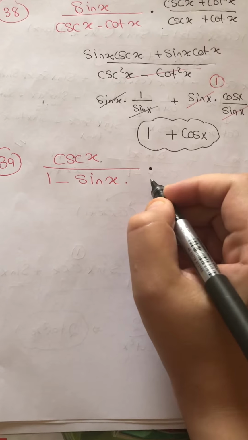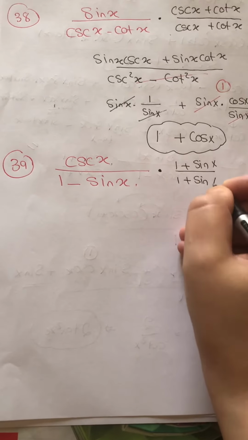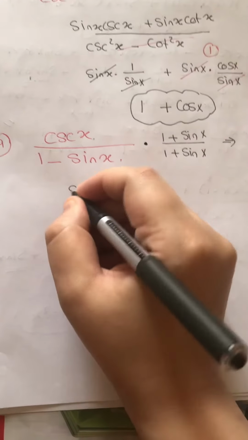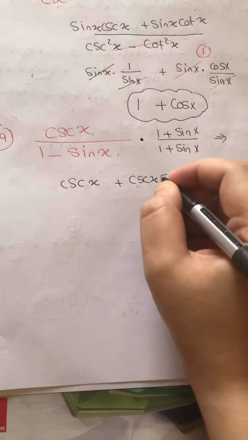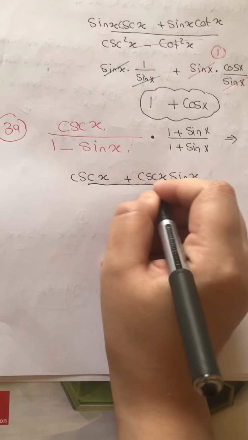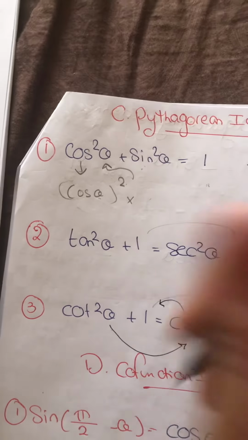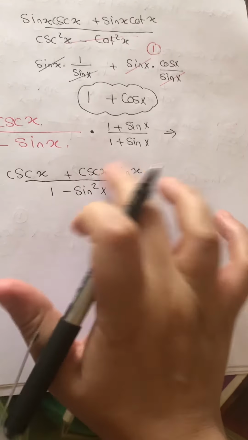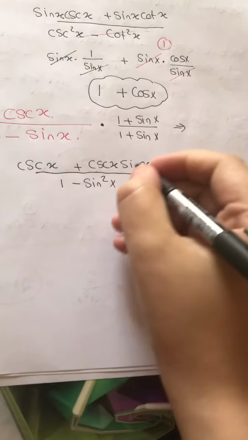Okay, so over here what will I do? I'll multiply by conjugates. I'm gonna get 1 plus sine x over 1 plus sine x, as a start. So what am I getting? I'm getting cosec x plus cosec x sine x, and the denominator will be 1 minus sine squared x. 1 minus sine squared x is cosine squared x. Exactly. These are reciprocals. Okay, so they will cancel each other. So I'm gonna end up with cosec x.